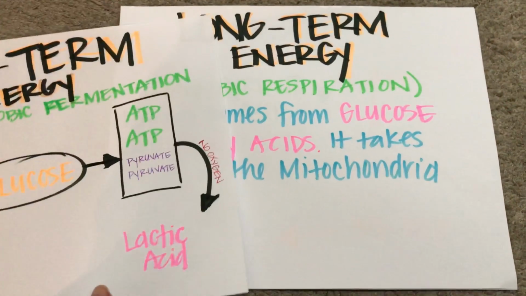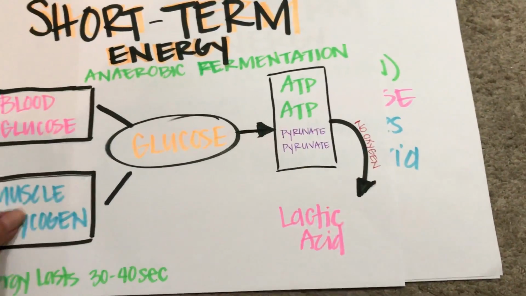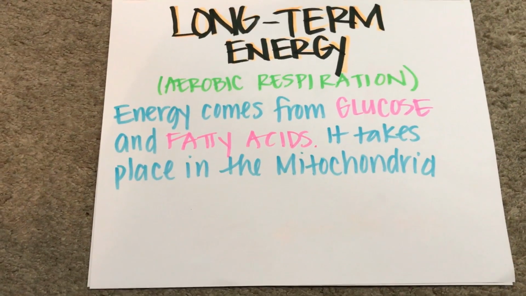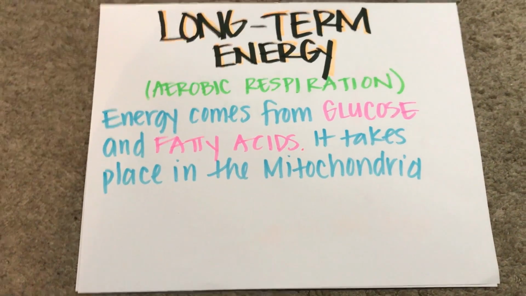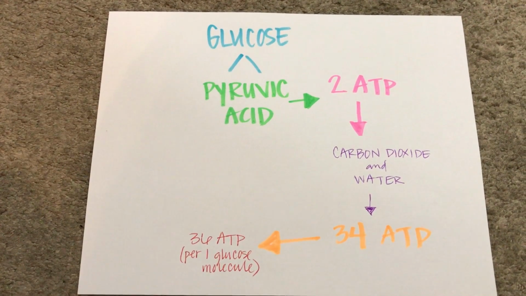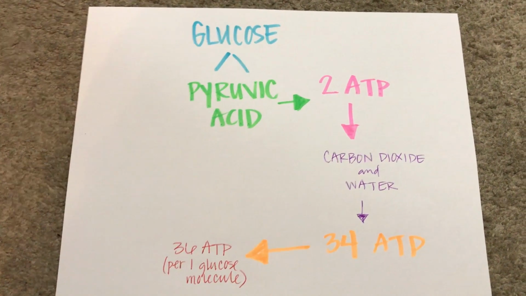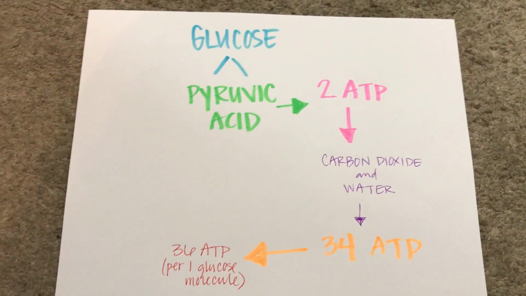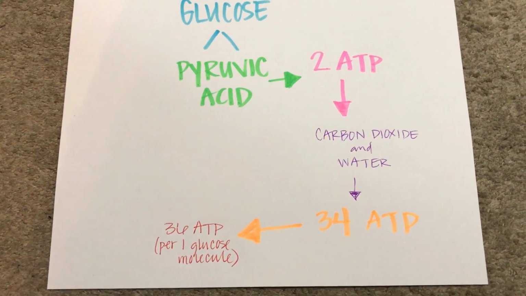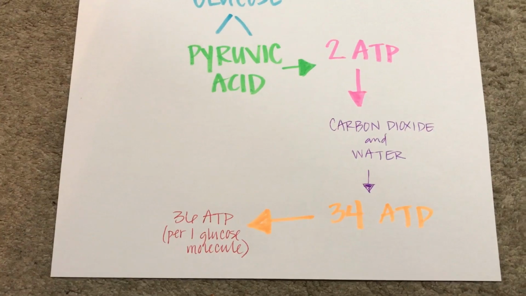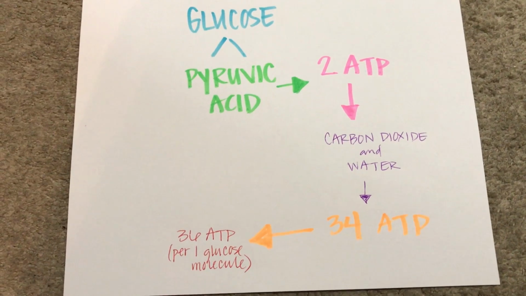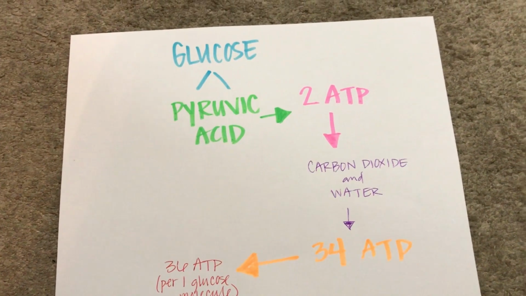So if there is oxygen, then it'll go up to the aerobic respiration, which comes from glucose and fatty acids, and it takes place in the mitochondria. So glucose is basically broken down into pyruvic acid, which then produces 2 ATPs, which then gets broken down to carbon dioxide and water, which then produce 34 ATP, which if you add it up is 36 ATP per 1 glucose molecule. And that is muscle metabolism.